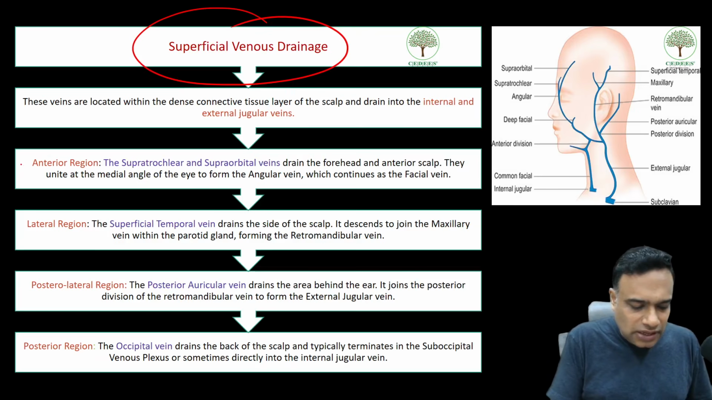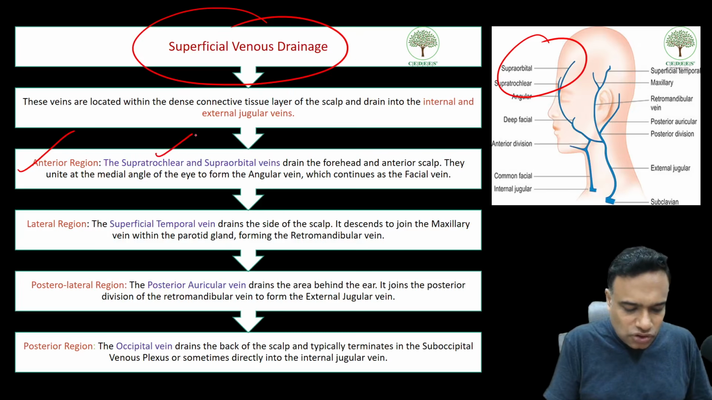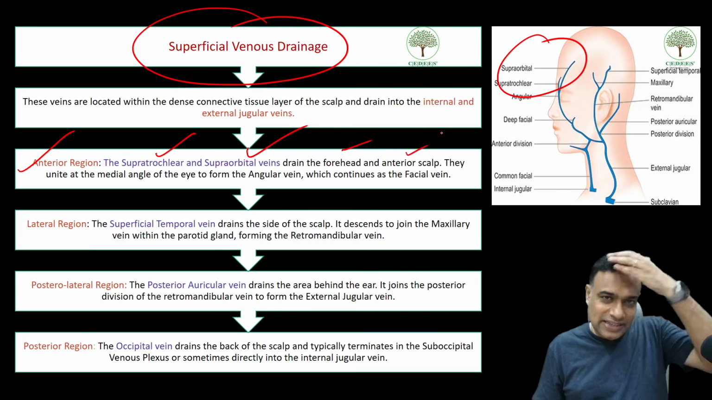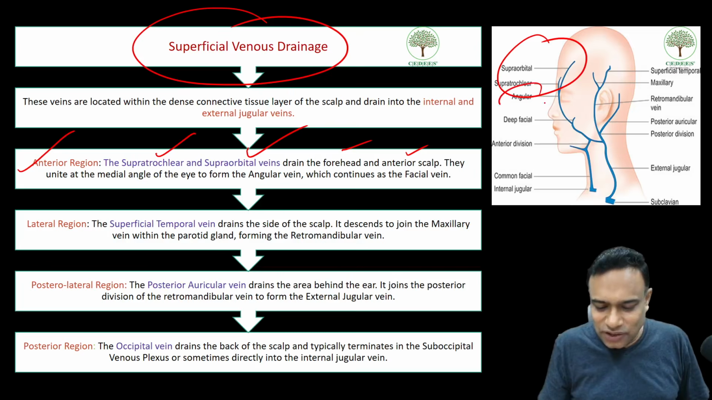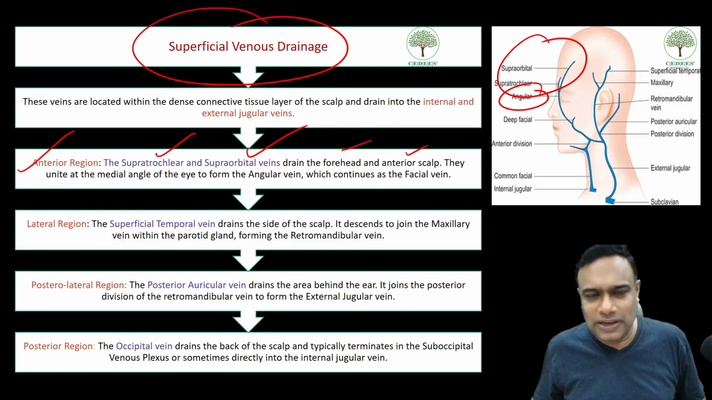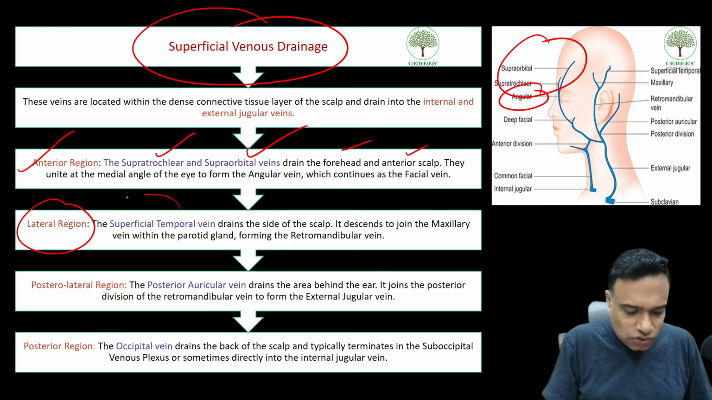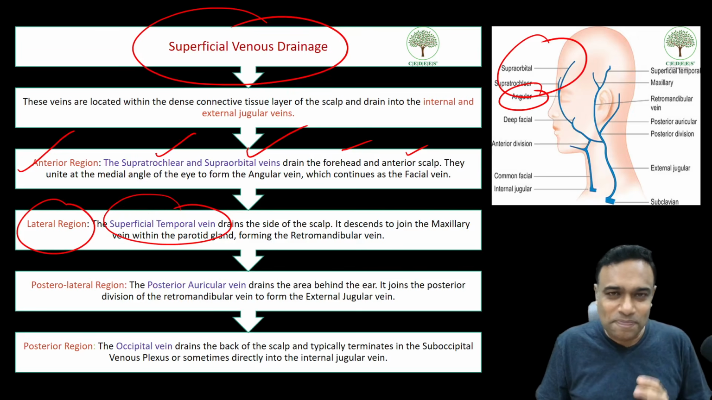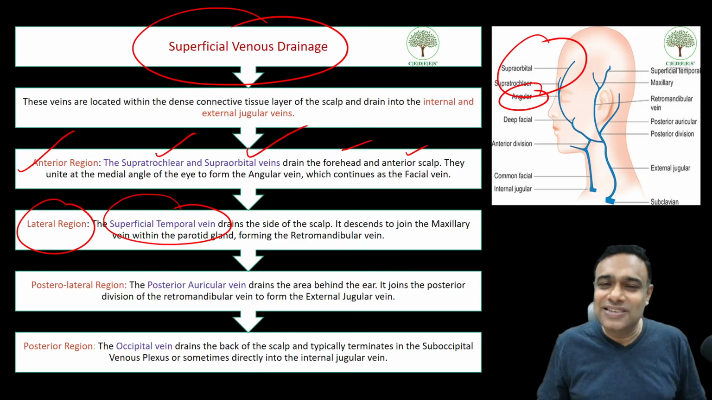Anteriorly, as can be seen here, we have supratrochlear and supraorbital veins. They drain the forehead and the anterior scalp. Okay, and then it comes down to form the angular vein, and it goes down to form the facial vein. I think that's pretty clear. Now, laterally, what do you have? Laterally, we have your superficial temporal vein. So, supratrochlear, supraorbital, anteriorly. Laterally, you have your superficial temporal vein.